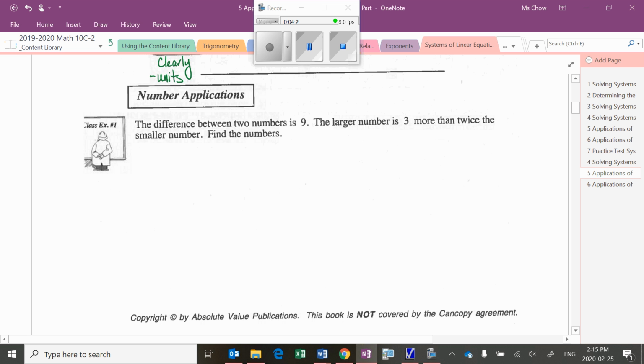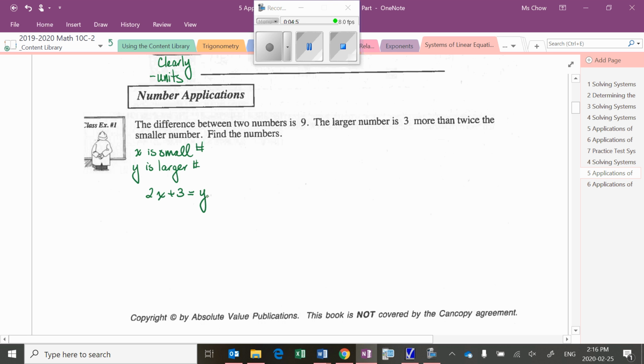So let's decide our two numbers. Perhaps x is the smaller number, and y is then going to be our larger number. If the larger number is 3 more than twice the smaller number, there's our first equation. Twice the smaller number, so 2 times x, plus 3 should give us the larger number. So 2x plus 3 equals y.